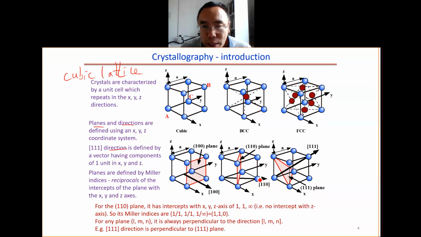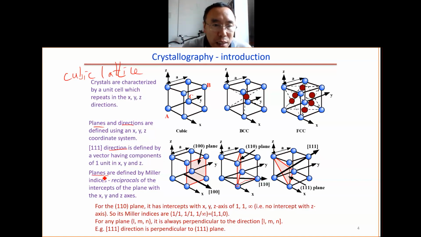This one is the 1, 1, 0 direction, because if you draw the component here, the x-axis is 1. If you draw here, the y-axis is also 1, but no component along the z-axis. And this is the 1, 1, 1 direction: if you draw it here, x, y, z are all 1. So this is the direction.